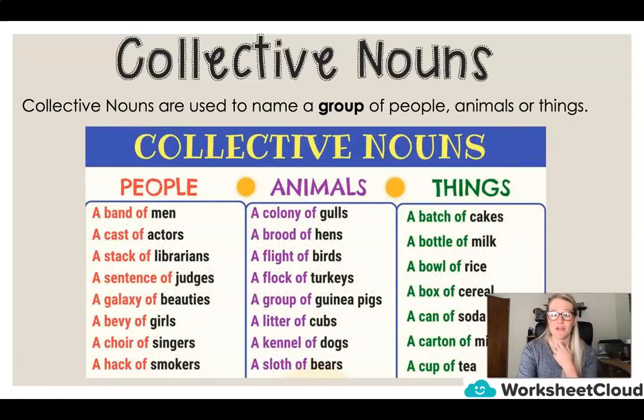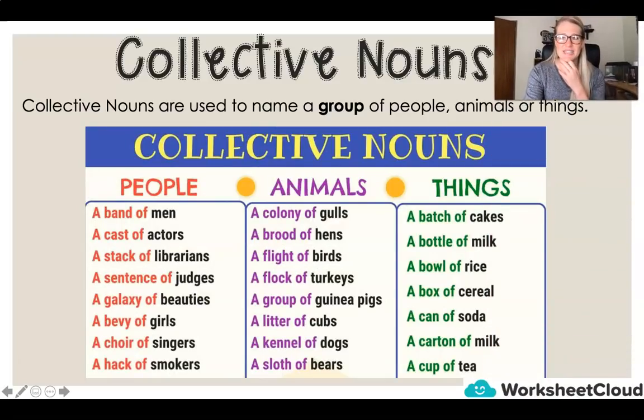So let's have a look at some examples, which are quite fun. Right, so here we've got people, animals, and things. So we can say a band of men, a cast of actors, a stack of librarians, a sentence of judges, a galaxy of beauties, a bevy of girls, a choir of singers, a hack of smokers. Okay, I bet you didn't know some of those. I must say, I never knew some of those.